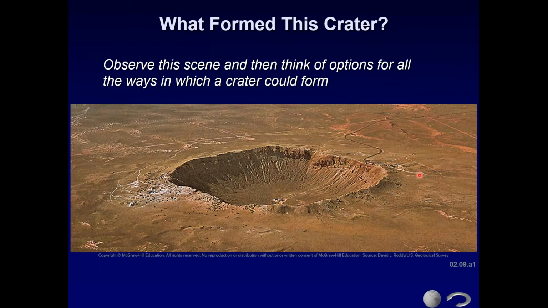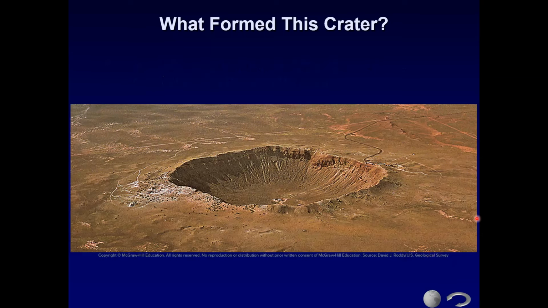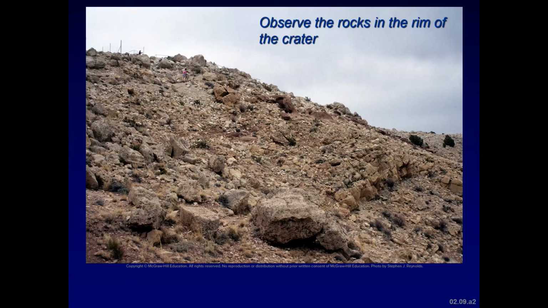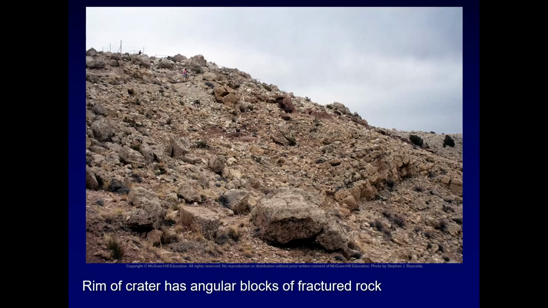Let's talk about this crater. We'll observe this scene and think of options for all the ways that this crater might have formed. This is Meteor Crater in northern Arizona. So, if we were to go to the rim of this crater, we can observe these rocks. We've got blocks that are mostly shattered limestone and sandstone. Those are the same types of rocks that we find beneath this region. These blocks are interpreted to somehow have been thrown out of the crater. They're angular now.